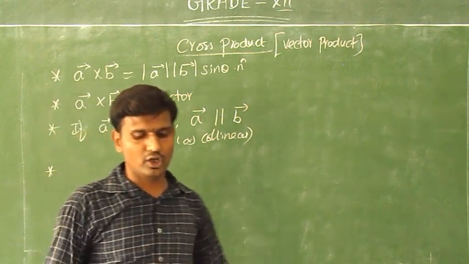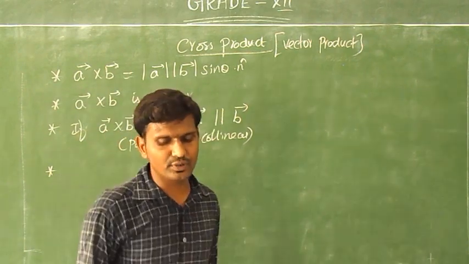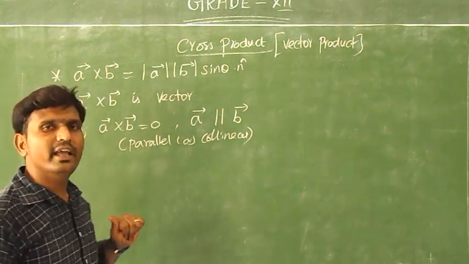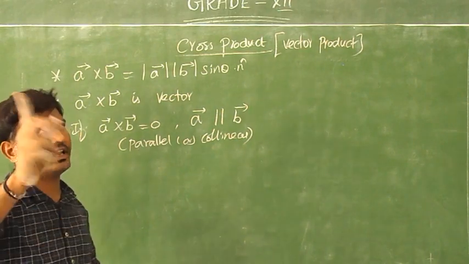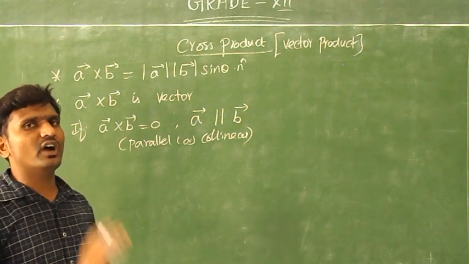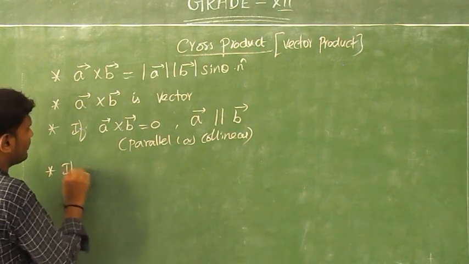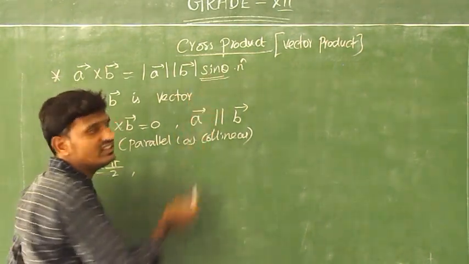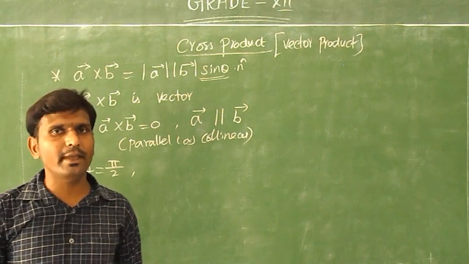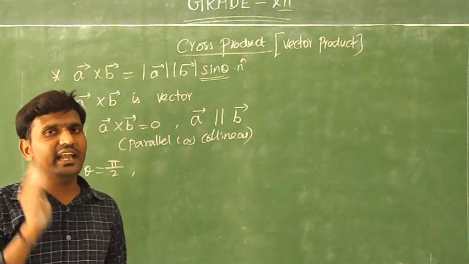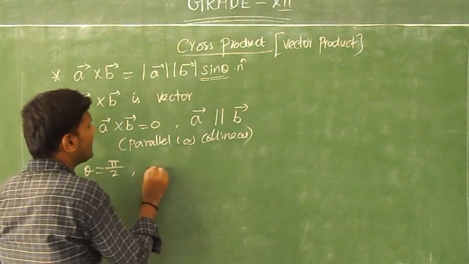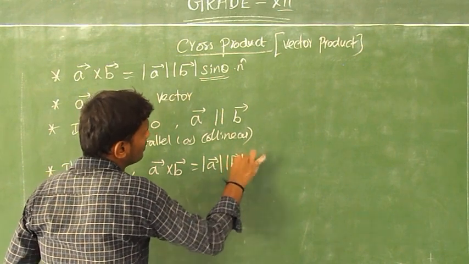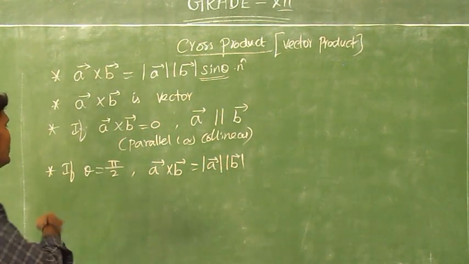Now coming to the third observation, it is very simple. From the formula, A vector cross B vector is modulus of A vector into modulus of B vector into sin theta n cap. For that formula, we substitute theta equal to pi by 2. Then sin theta becomes sin pi by 2, which is sin 90 degrees, equal to 1. So A vector cross B vector is equal to modulus of A vector into modulus of B vector. This is your third observation.